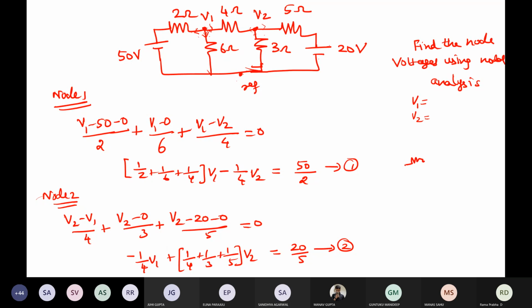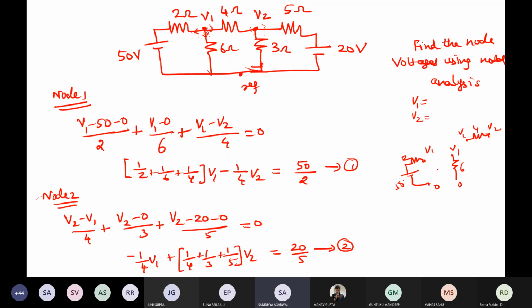So in this branch, you have the voltage V1. This is 0, this is 50, and this is 2. If I take this branch, only this element should be considered. So V1 minus 50 minus 0 by 2. Like that, if I take this branch, only this one now, V1 by 6. Similarly, between these two nodes, only this element is there.